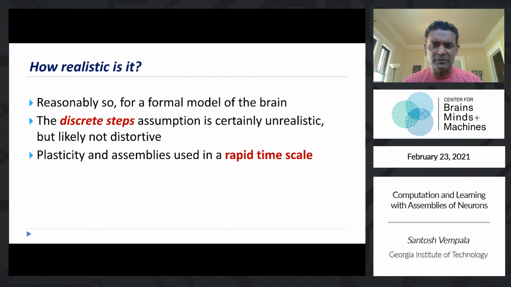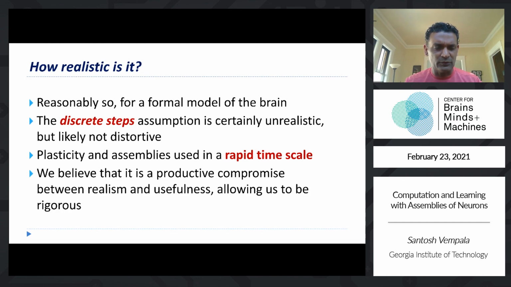Plasticity and assemblies are used in rapid timescales. And so it is important to think about the timing. So it's our feeling, and this is just a subjective thing, that this model itself is somewhere between realism and being useful. And it's at the point where we can be rigorous and make some progress and have some insight.